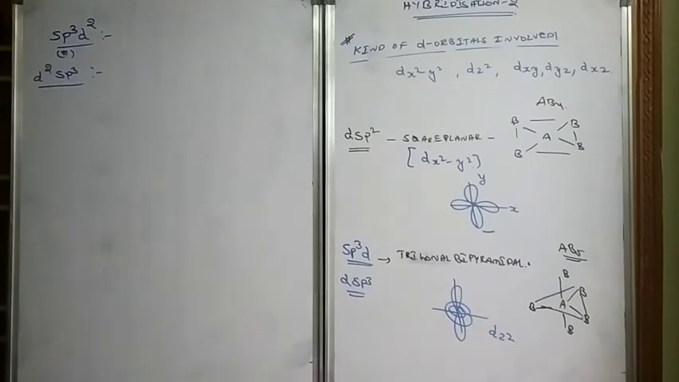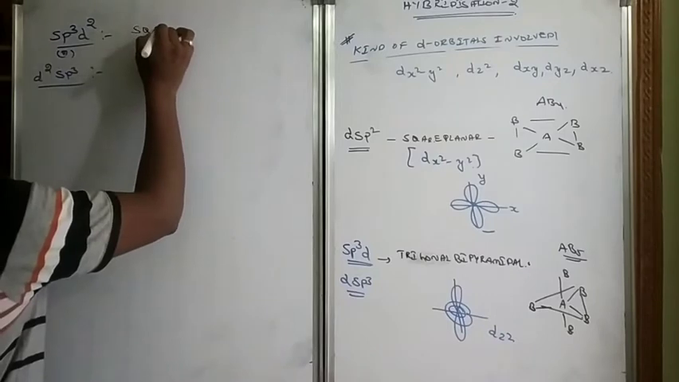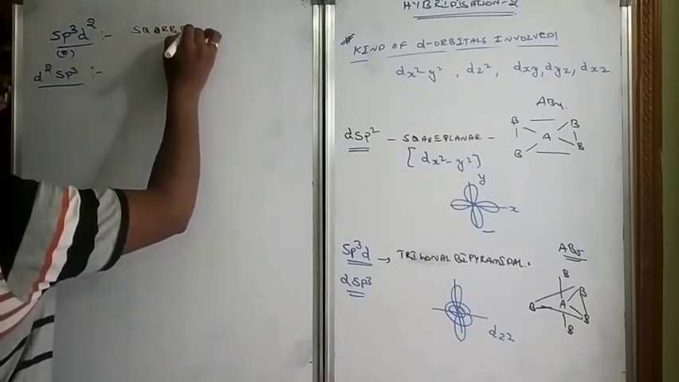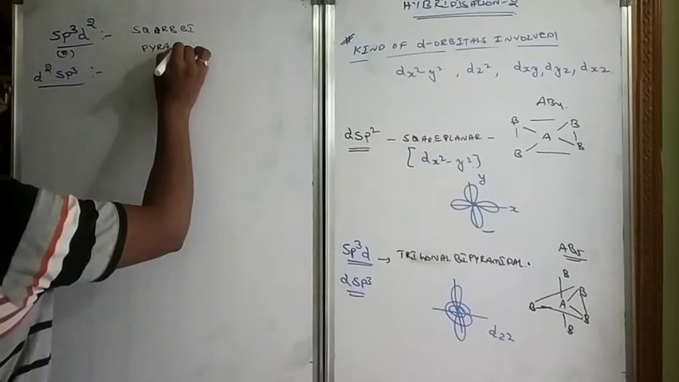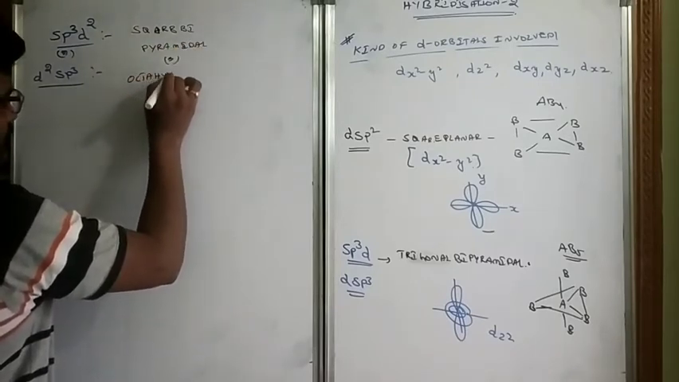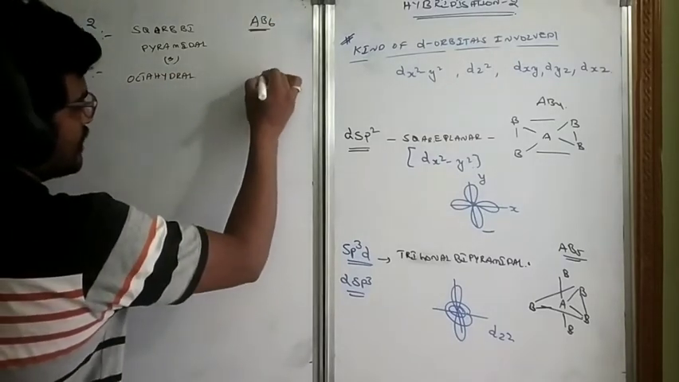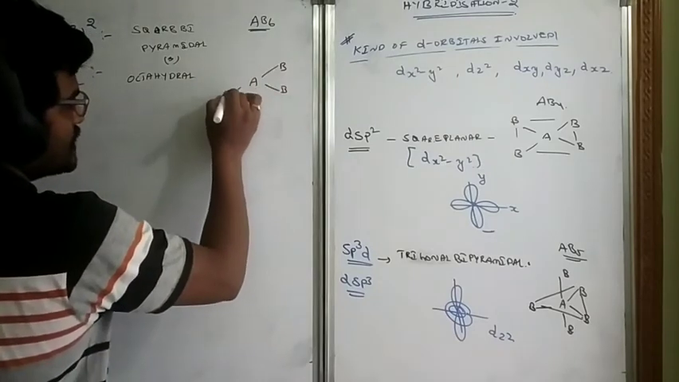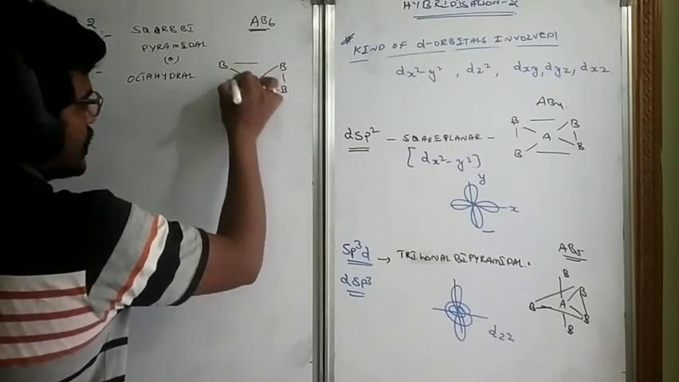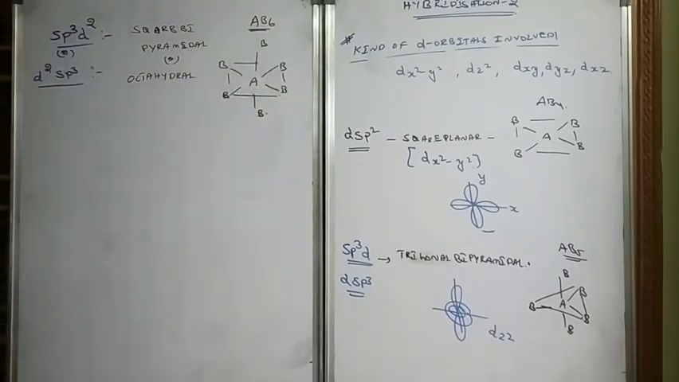So in this hybridization, which orbital is involved? See here, sp3d2 or d2sp3, the shape of the molecule is octahedral, also known as square bipyramidal. The example molecule is AB6. A will be present in the center, B atoms are present at the corners, and one B will be above the plane and one B will be below the plane.